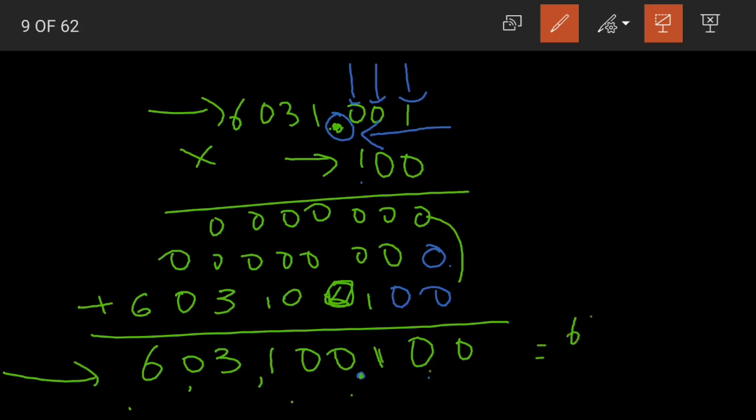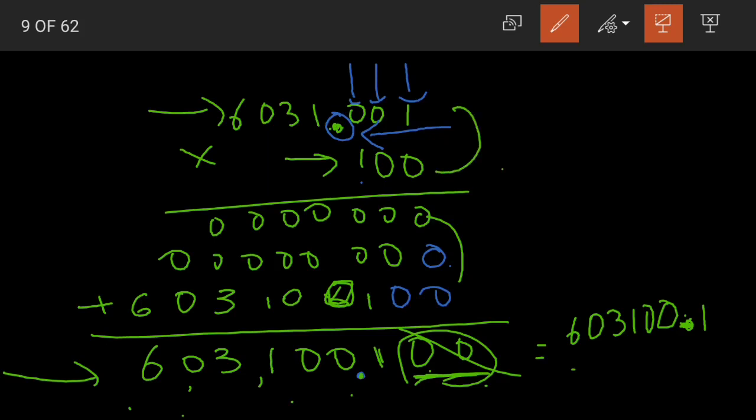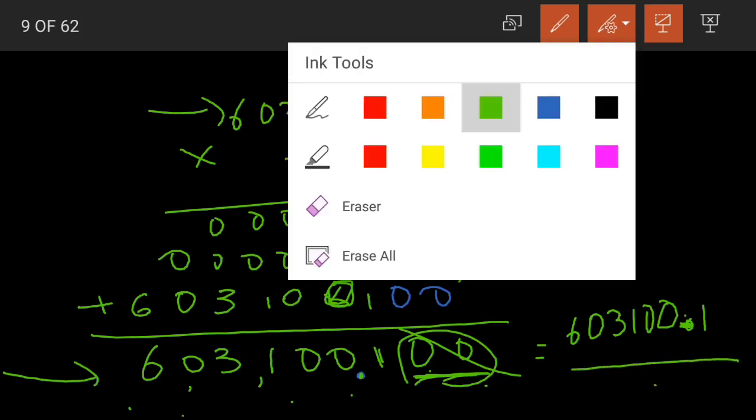6,03,100.100, or simply you can write 0.1. Yes, these two zeros after the decimal point to the extreme right, no matter how many zeros we have, its value will be none. So the product of the given two numbers is this. Understood? How did we multiply the given decimal number?